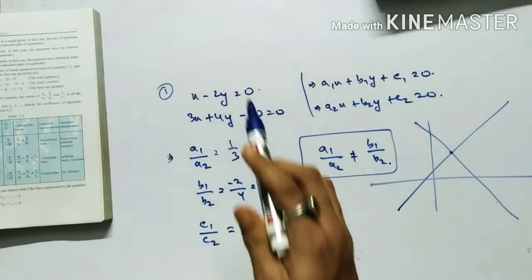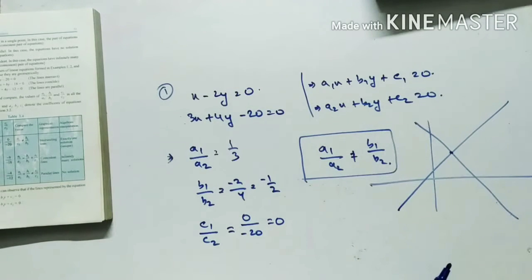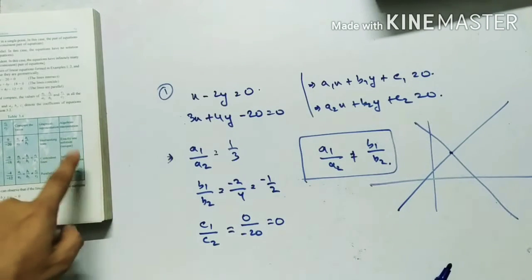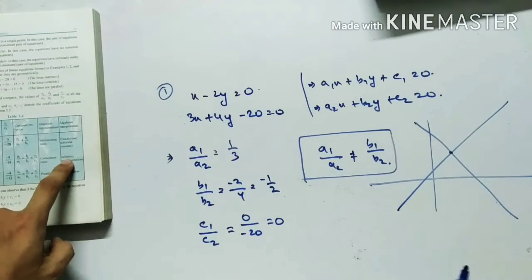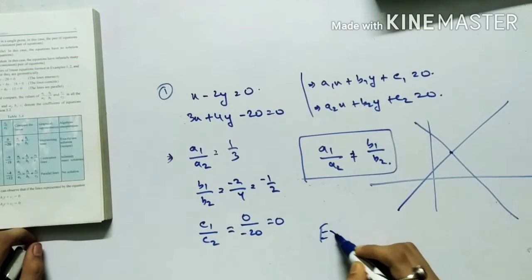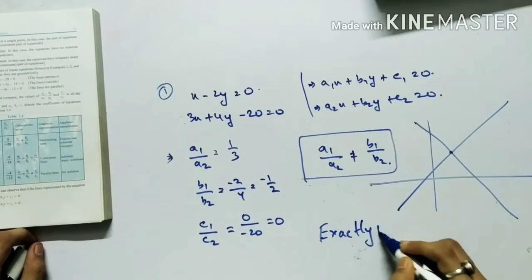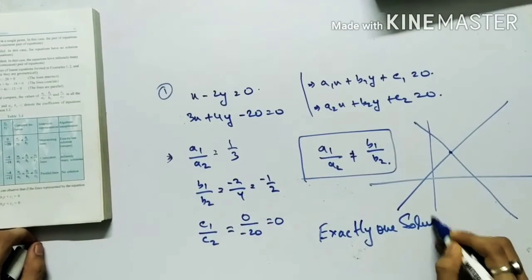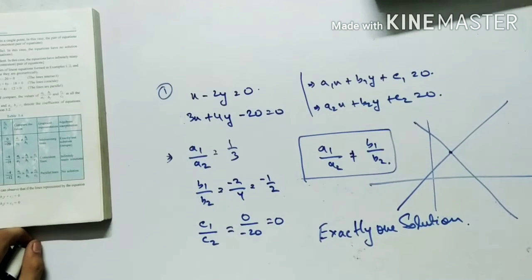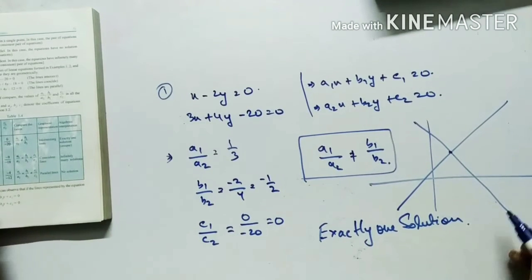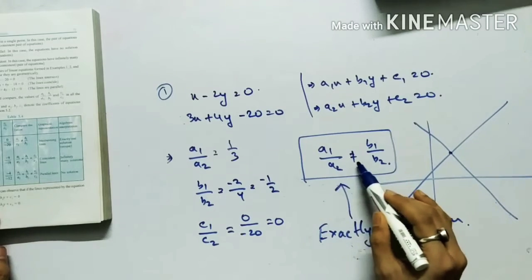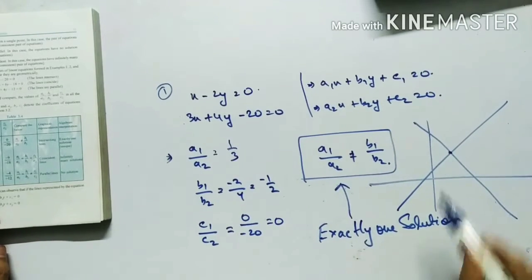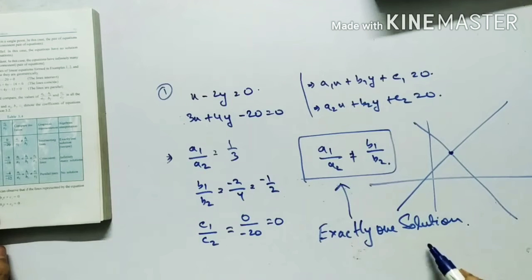So this pair of linear equations, you will say they have exactly one solution or a unique solution. If a1 by a2 is not equal to b1 by b2, then the two lines will intersect at a point and they will have exactly one solution.